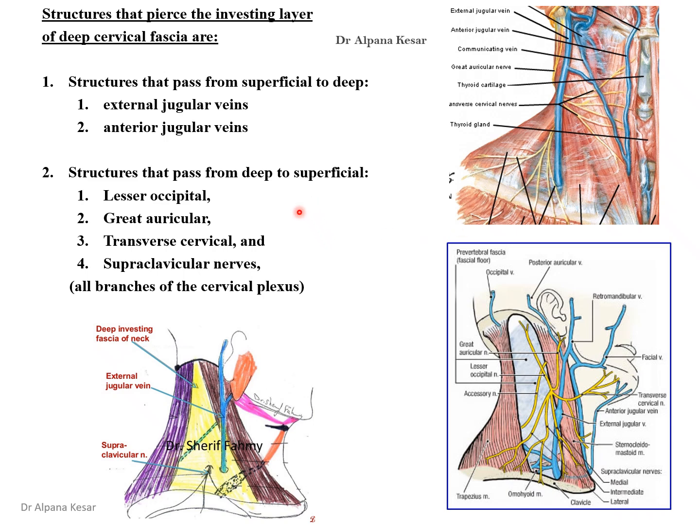Structures that pass from deep to superficial are the branches of the cervical plexus that supply the skin of the neck, and these branches include the lesser occipital nerve, great auricular nerve, transverse cervical nerve, and supraclavicular nerves. All these four are the cutaneous nerves of the neck that pass from the cervical plexus to the skin of the neck.